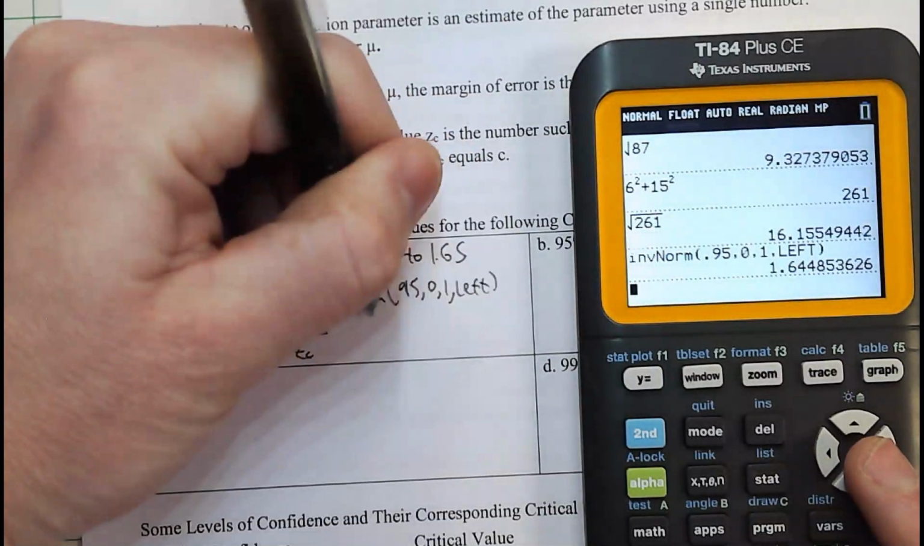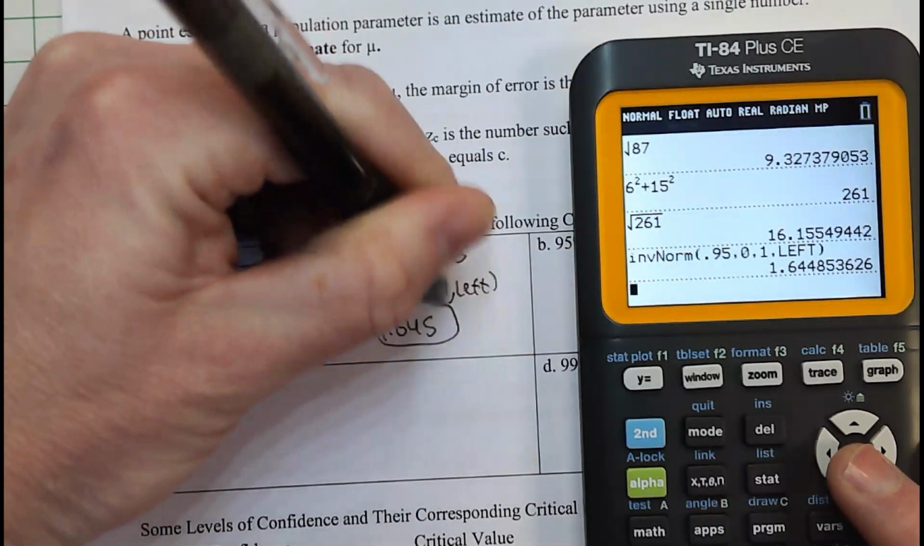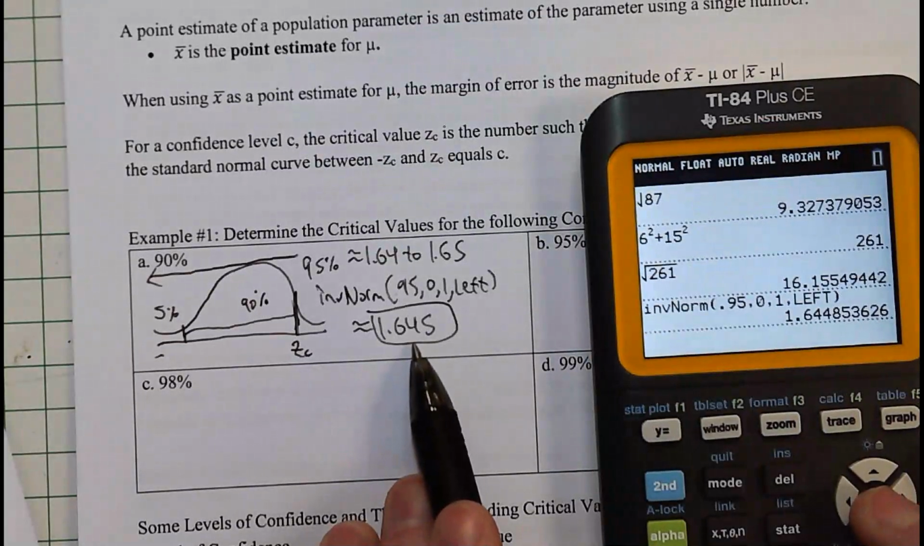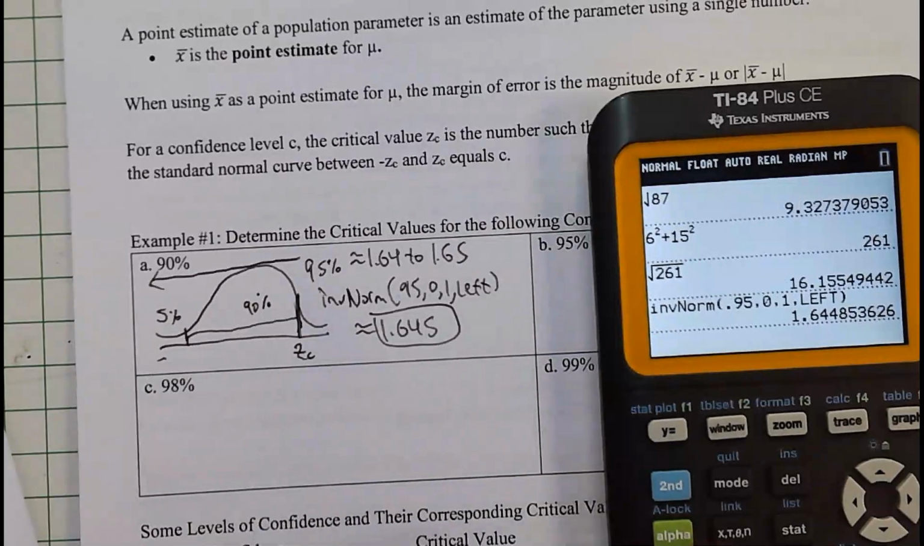I do this, 0.95, left, and I get around 1.645. That's really the one I would want you to use. I like this one because it gives you a more exact value. You don't have to use the z-table, and the z-table's not always convenient for you either. So that's how we find a critical value.